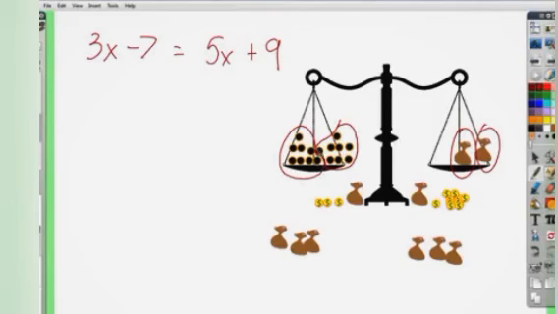It's hard to see, but I took this group around that one. Okay, let's look at what it looks like when we do it with symbols. Right? We took 3 bags off of each side. That's just minus 3x on both sides. Negative 7 equals 2x plus 9.